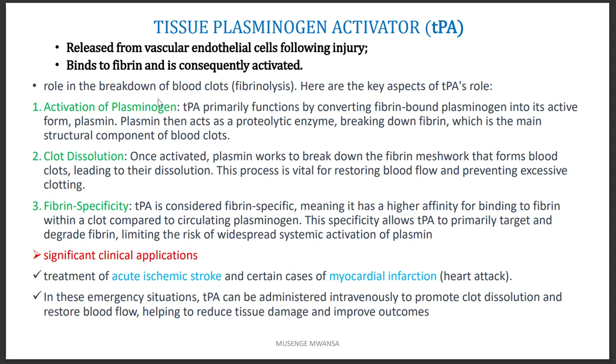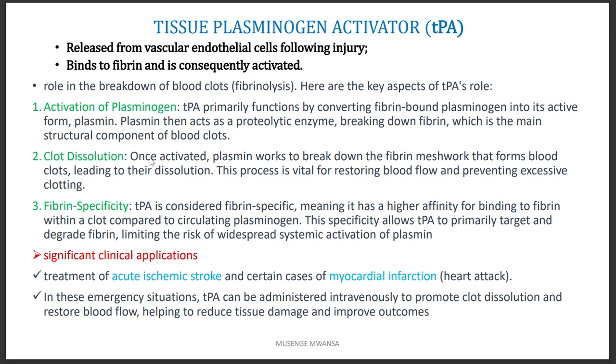So now what is the role of this TPA in fibrinolysis, in breaking down blood clots? You have got first activation of plasminogen. We know TPA is going to convert fibrin-bound plasminogen into the active form, plasmin. The plasmin then is going to act as a proteolytic enzyme, breaking down these different proteins, the fibrins, which is the main structural component of the blood clot. So it's going to break it down. So that is what TPA does.